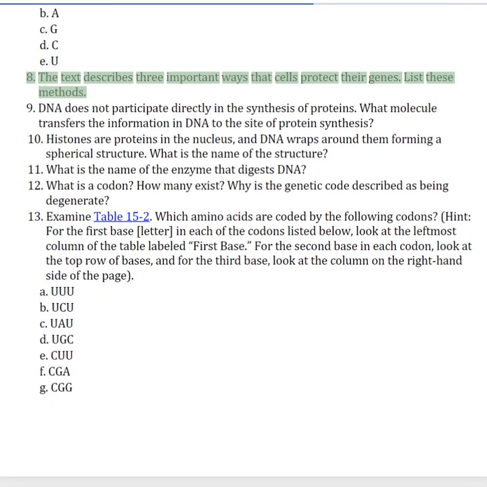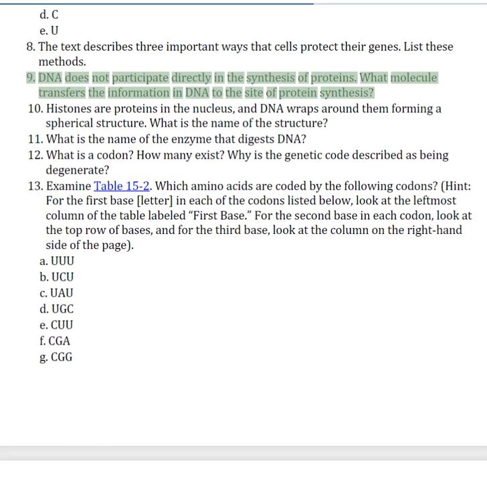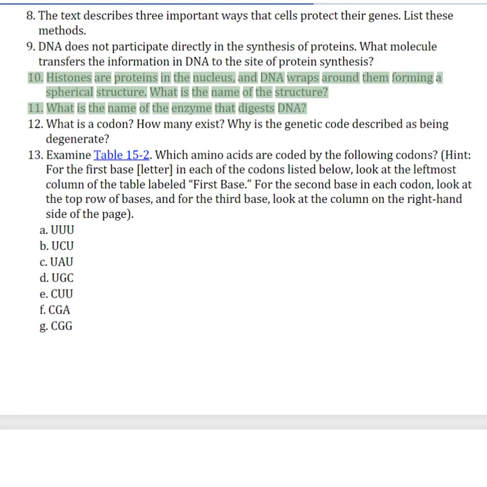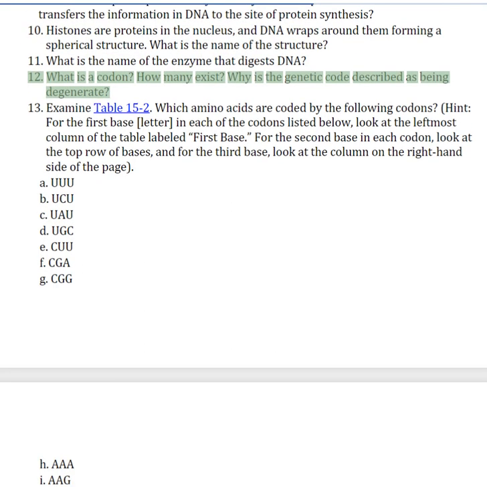8. The text describes 3 important ways that cells protect their genes. List these methods. 9. DNA does not participate directly in the synthesis of proteins. What molecule transfers the information in DNA to the site of protein synthesis? 10. Histones are proteins in the nucleus, and DNA wraps around them, forming a spherical structure. What is the name of the structure? 11. What is the name of the enzyme that digests DNA? 12. What is a codon?